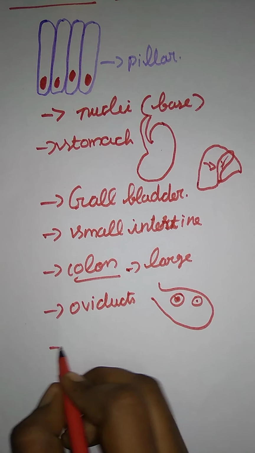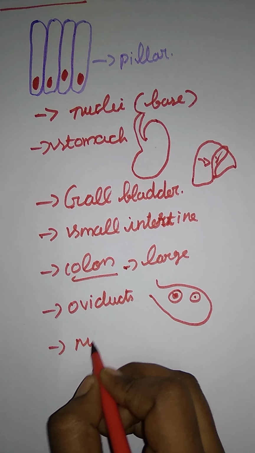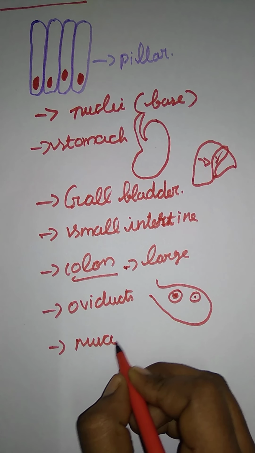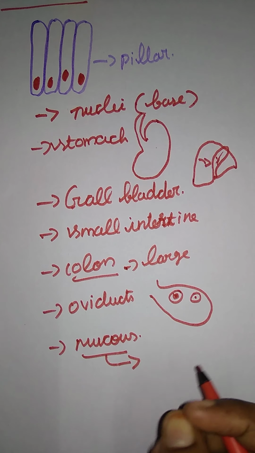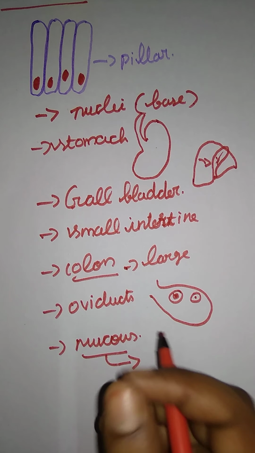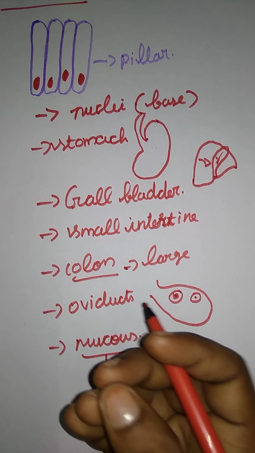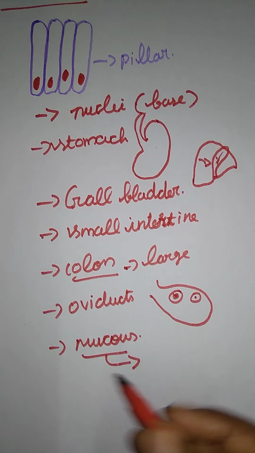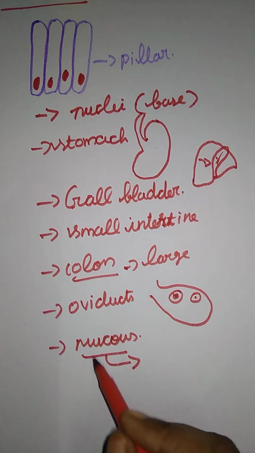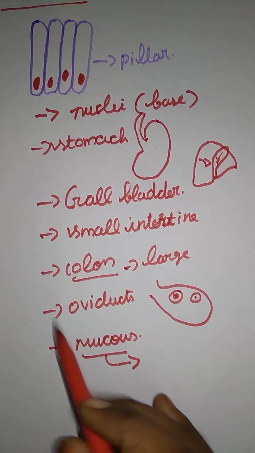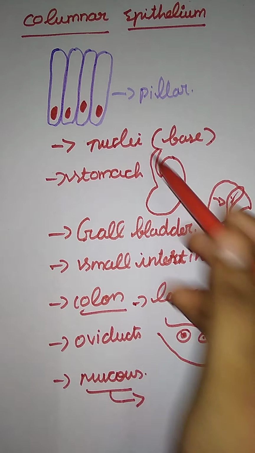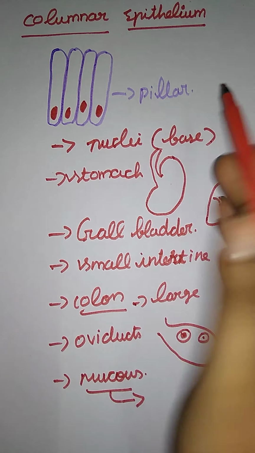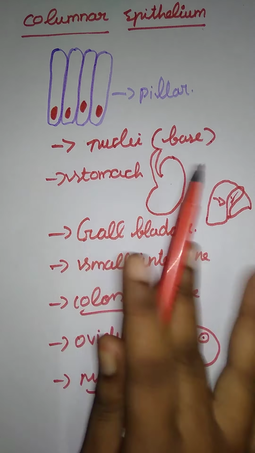And next one, mucous membrane. Mucus means they are secreting a jelly-like substance, that is the word mucus. So that is a kind of jelly-like substance, that is the mucus. Here these are all the organs found with columnar epithelium, and they are covered by columnar epithelium type of cells.